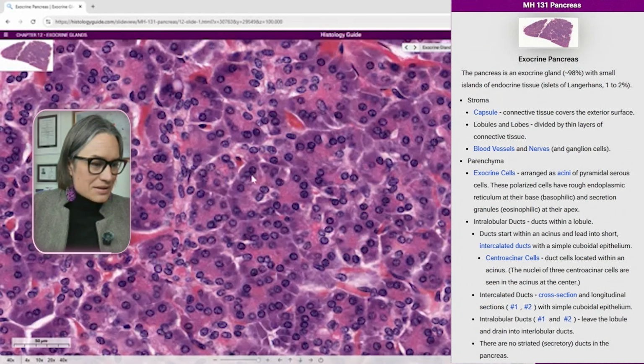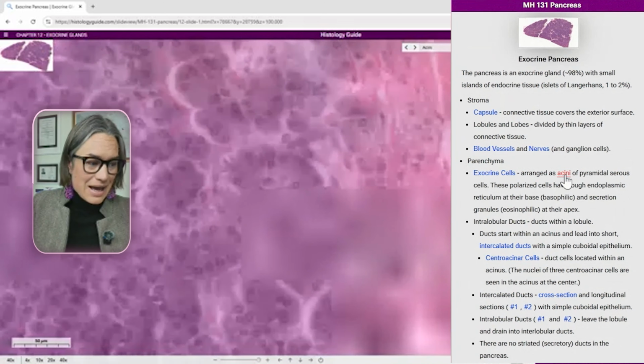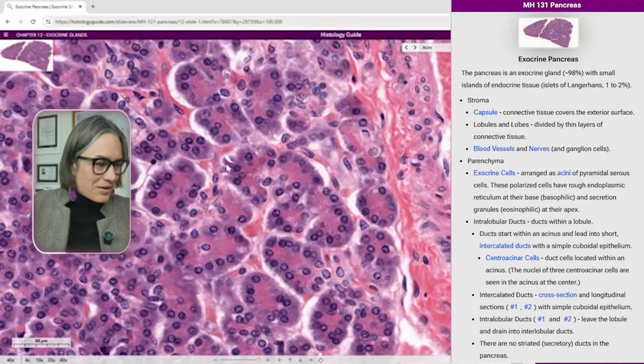Exocrine cells. These are our exocrine cells. We just looked at them extensively. They are arranged in acini. These are our acini. Then also we have pancreatic ducts.